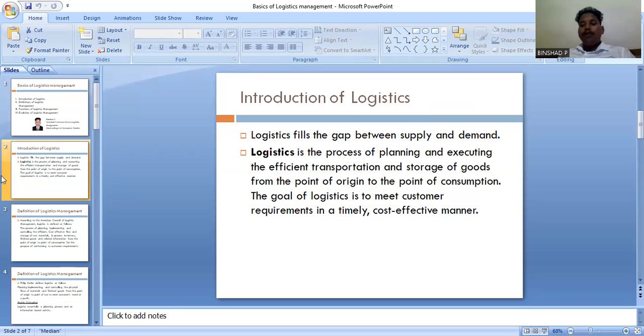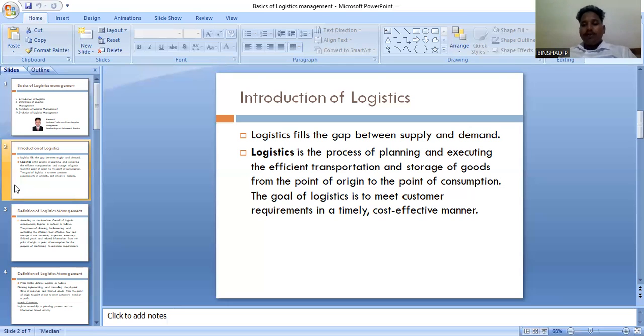Logistics fills the gap between supply and demand. This is the movement of goods and services from the point of origin to the point of consumption. Logistics is the gap-filling method between the supply side and the demand side. And logistics is the process of planning and executing efficient transportation and storage of goods from the point of origin to the point of consumption, used to meet customer requirements in a timely and cost-effective manner.